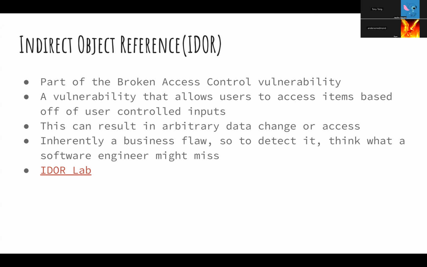So what happens is we're able to change arbitrary data, and this is where we're going to dive deeper with Burp Suite. Because arbitrary data can be changed or accessed, we can exploit business flaws. There's no automated way to detect it, but to detect it we have to think about what a software engineer might miss.